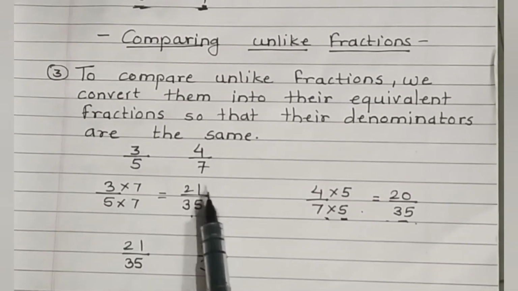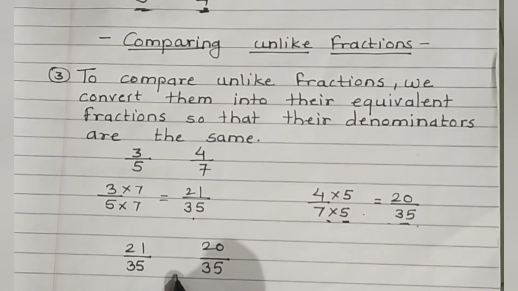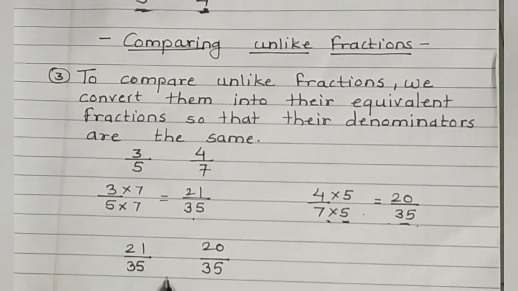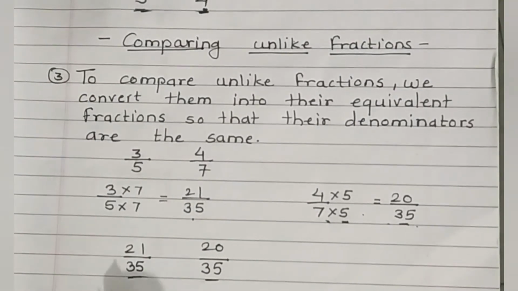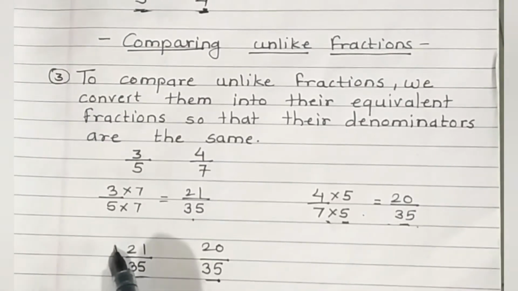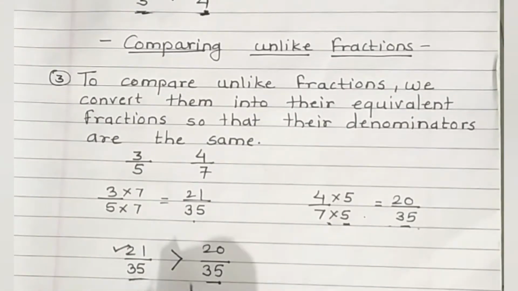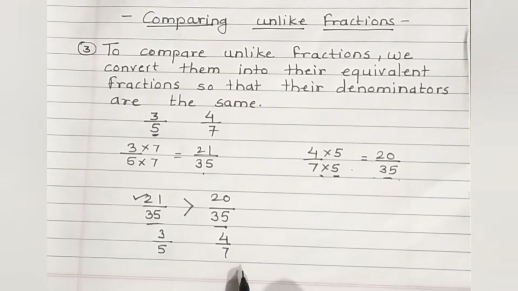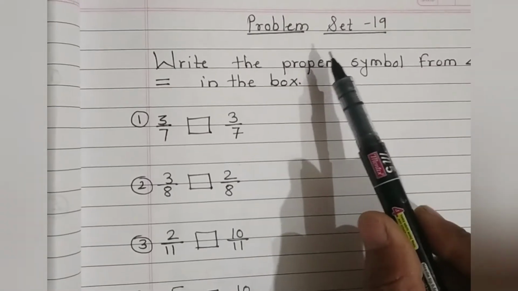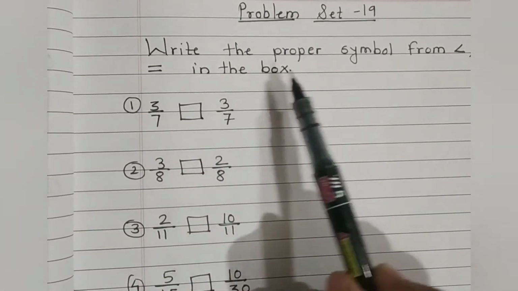Okay, so here we got 21/35, 20/35, and here we can use the same trick which we have seen in the previous. So if denominators are same, the fraction with the greater numerator is the greater fraction, right? So we can give sign like that. So 3/5 and 4/7 we can give sign like that. So students, here is problem set 19. Write the proper symbol from smaller than, greater than or equal in the box.